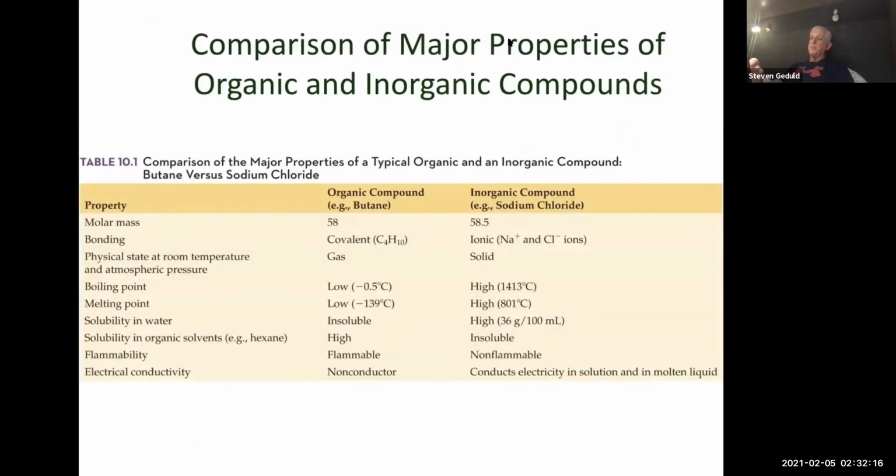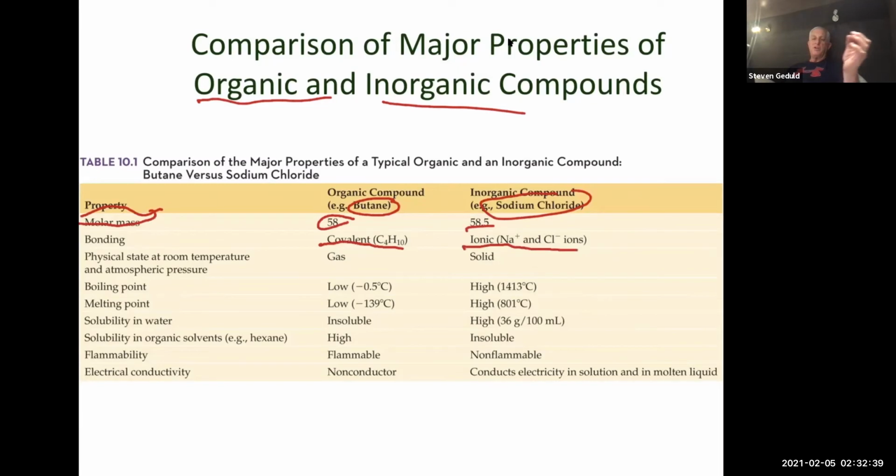So, comparison of major properties of organic and inorganic compounds. Molecular mass is just the weight. They're organic compounds like butane or inorganic like sodium chloride, very similar weights. The bonding is covalent for organic and ionic for inorganic. Remember, covalent shares; ionic compounds transfer electrons and are held by charges.